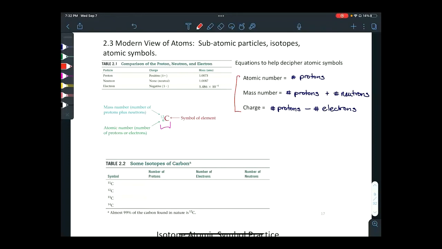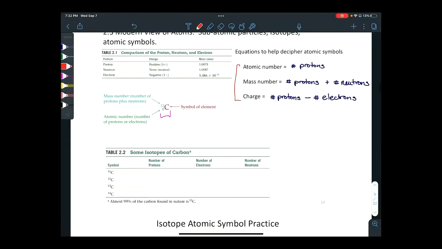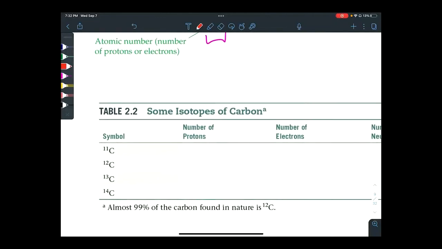So we'll do some practice here. So here are some different symbols of carbon. The different symbols, these numbers, 12, 11, 12, 13, 14, what piece of information is that? The mass number. This is not the number of neutrons, it's the mass number. So let's go and fill out this table.